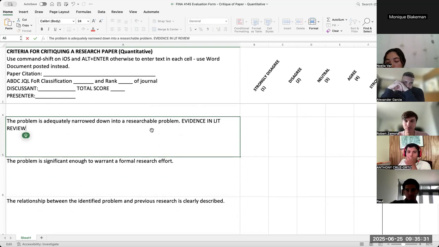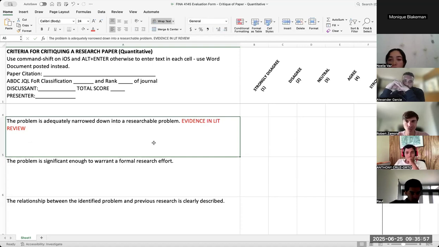Professor, but how much evidence do we have to provide in the literature review? Is there a minimum? I'm not going to give you guys numbers. It has to be complete. Why is your sound so low, Anthony? So what Anthony said was, how many articles or how many references do we need to include to be considered adequate evidence?